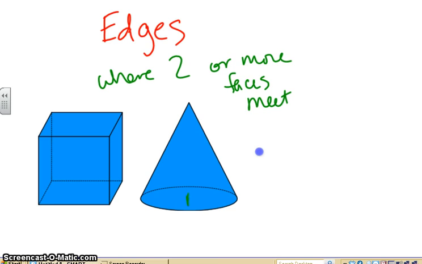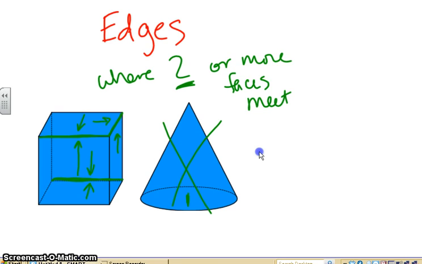Now, we remember on a cone that a cone only has this one face. So, can a cone have any edges? No, the cone cannot have any edges because you have to have at least 2 faces to have an edge. So the cone has no edges. Now, looking at the cube, this face and this face meet to form this edge right here. This face and this face meet to form this edge right here. This back face and this bottom face meet to form this edge right here. So every spot there's 2 faces that are meeting to form the different edges.